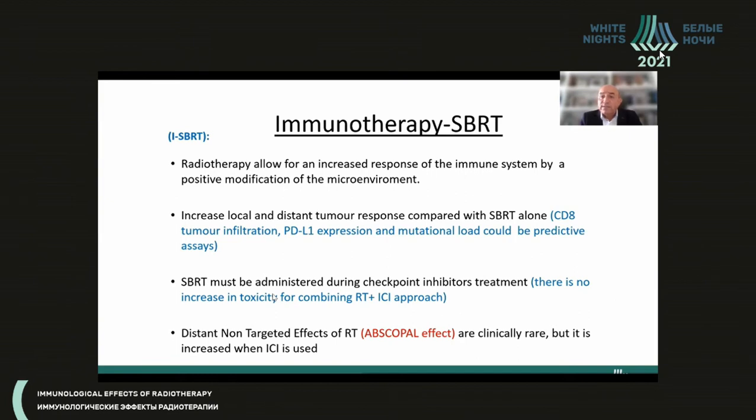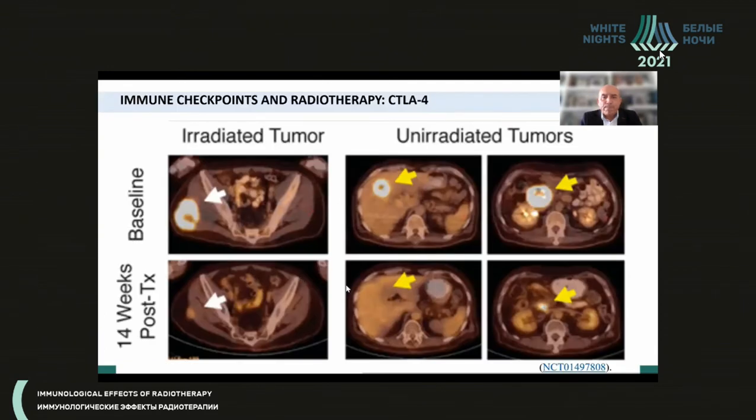And although distant non-targeted effects of radiotherapy, what we call abscopal effect, are clinically rare, it is increased when immunotherapy is used. Here I want to present you an example where you can see how a patient with a melanoma presented a response in the irradiated pelvic lesion, but more interesting in the non-irradiated hepatic and suprarenal lesions in combination with ipilimumab.